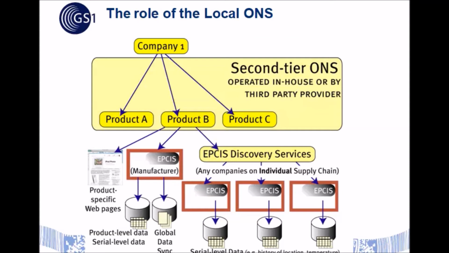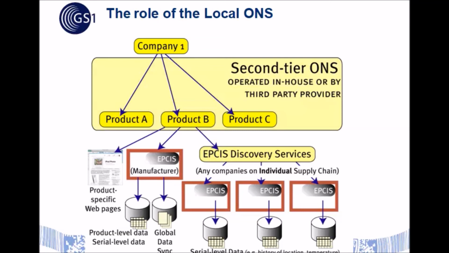Therefore, the local object name service is simply the local domain name service. So you can understand the object name service as similar to the domain name service. We just want to find the corresponding EPCIS server, similar to a web server. Okay, so we will need to look up the EPCIS by the tag number, converted to a URL, as the address.